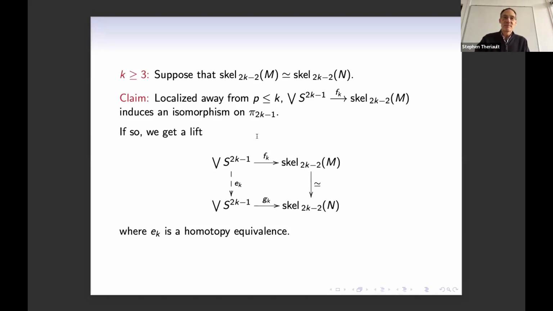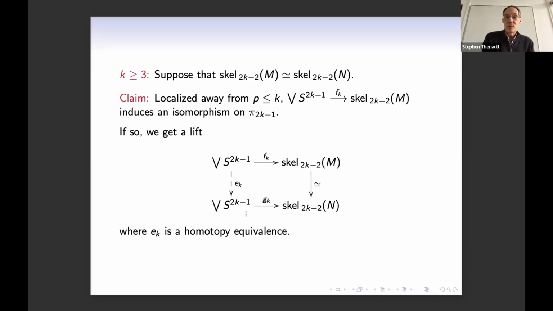Okay. Grant this for the moment, and let's just see how that solves the problem. And we'll come back to it later. So assuming the claim works, then what happens? Well, you have three legs of a square here, involving fk, gk, and the inductively assumed homotopy equivalence between 2k minus 2 skeletons.